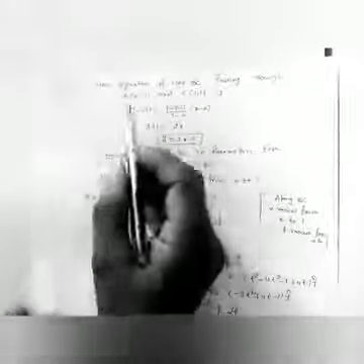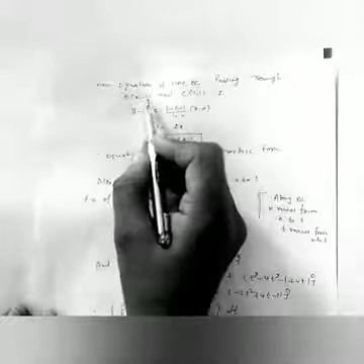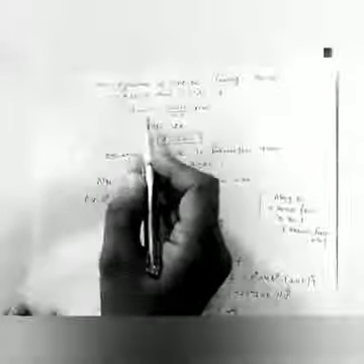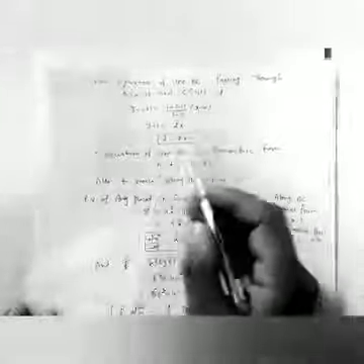Similarly, we calculate the equation of line BC passing through the points B (0, -1) and C (1, 1): y minus y1 is equal to (y2 minus y1) upon (x2 minus x1) into (x minus x1), and we get y is equal to 2x minus 1.